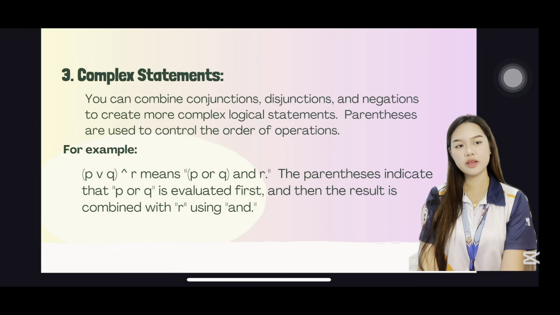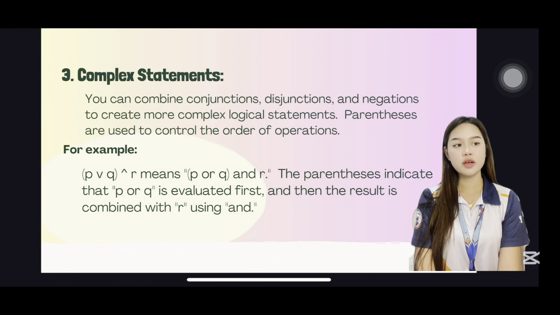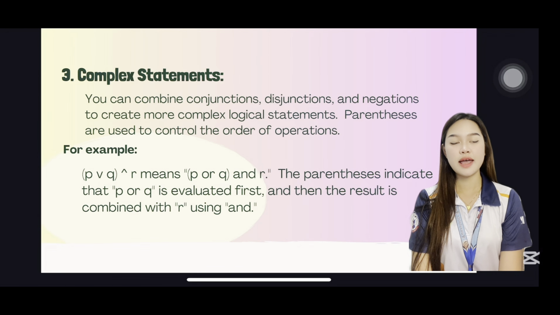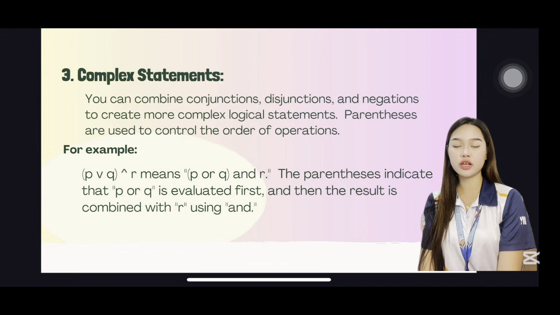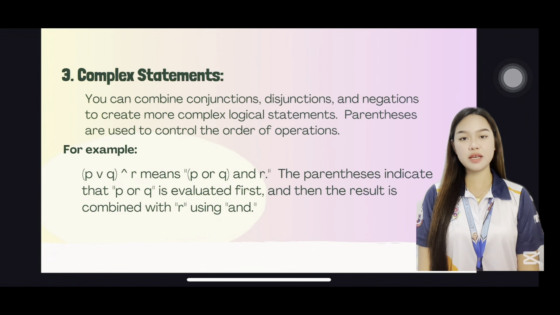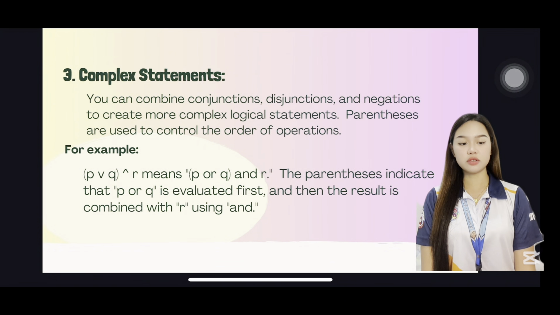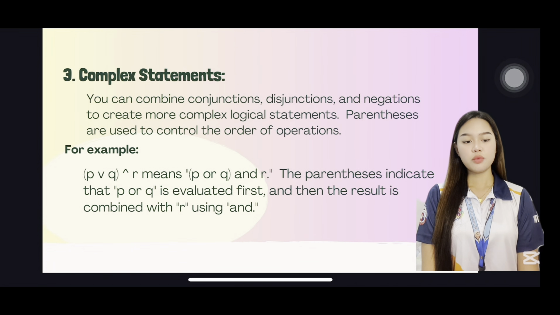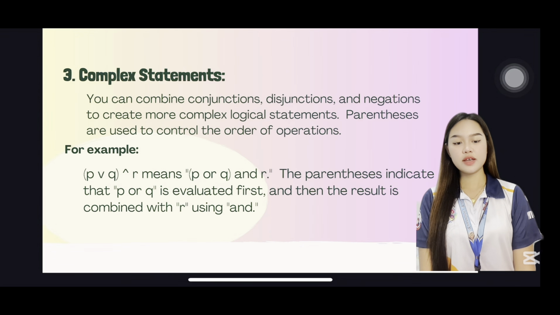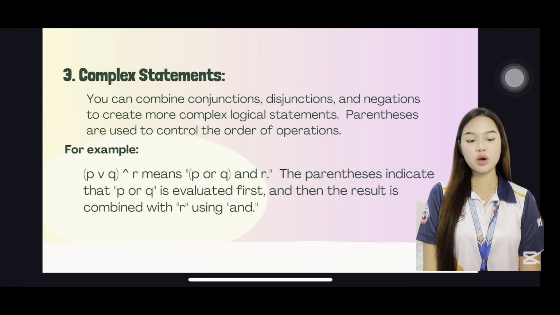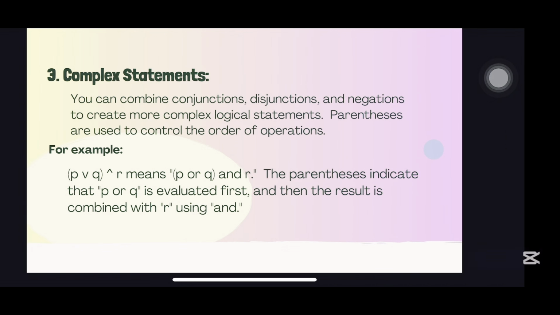For example, (P or Q) and R. The parentheses indicate that P or Q is evaluated first, and then the result is combined with R using AND. This means open parenthesis P or Q, close parenthesis, and R. The parentheses show that we must figure out if P or Q is true or false first. Then we take the result and see if it's true along with R using AND. The parentheses control which operation happens first.